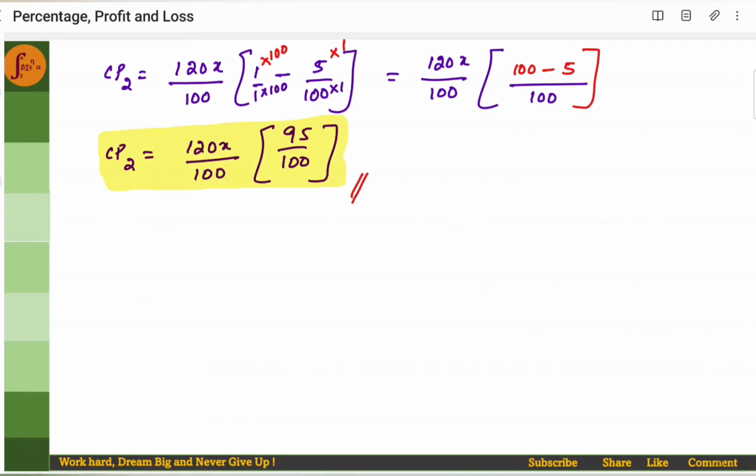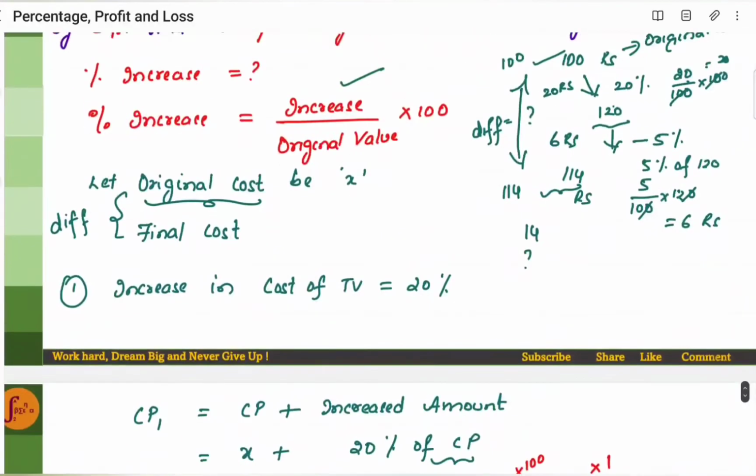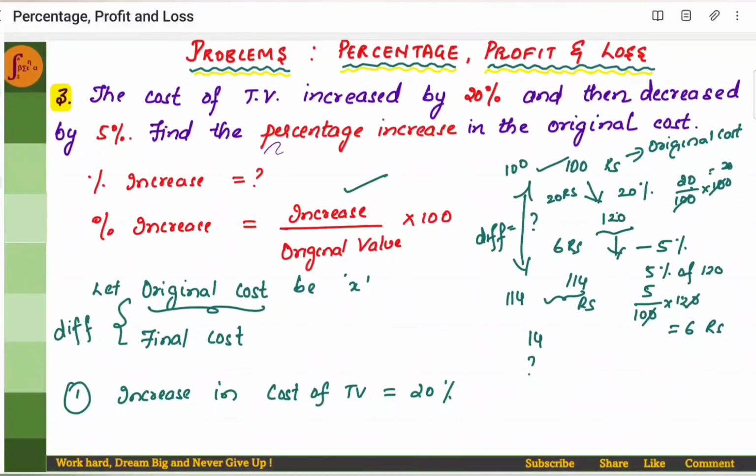Now what is it that we need to find out? We need to find the difference, right? Why do we need to find the difference? Because we need to find the percentage increase. Percentage increase is the amount it has increased, that means it's a difference, right? I have to subtract CP2 and CP1. So I'll get the difference, and that difference I'll have to put in this particular formula and get the percentage increase.